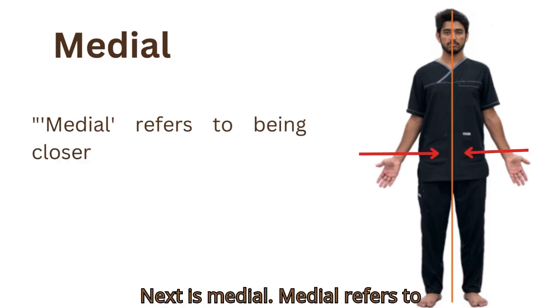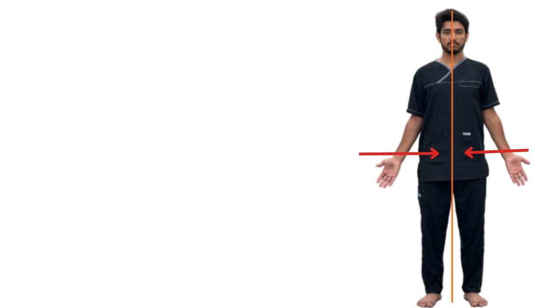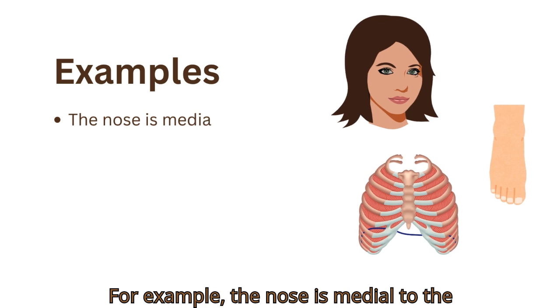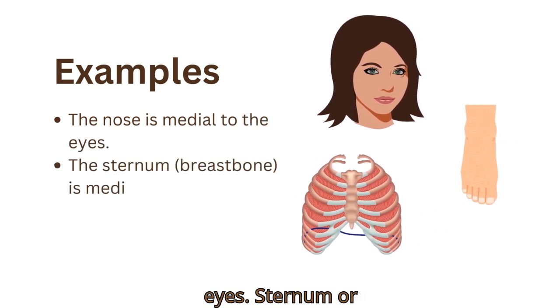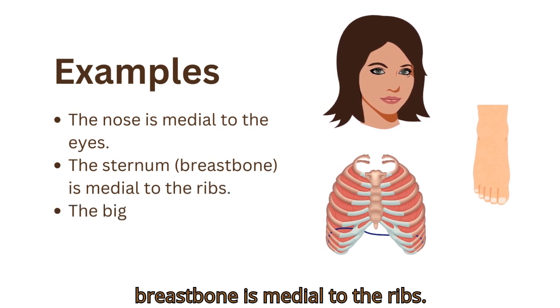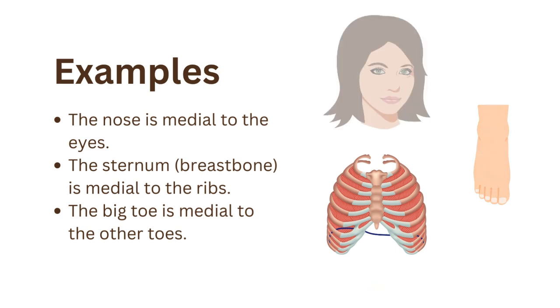Next is medial. Medial refers to being closer to the midline of the body. For example, the nose is medial to the eyes. Sternum or breastbone is medial to the ribs. The big toe is medial to the other toes.